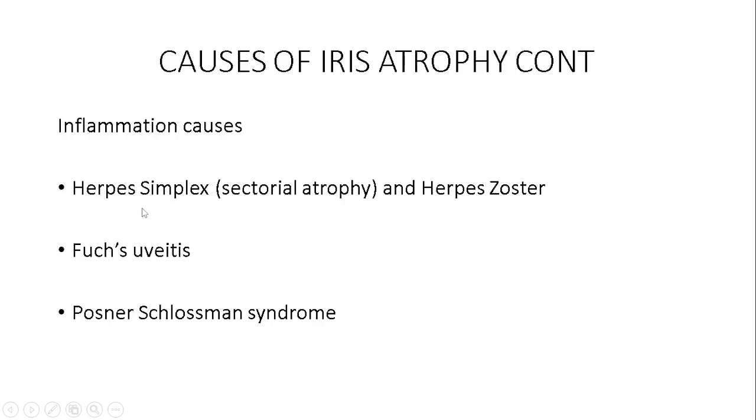So let's delve more into the inflammatory cause. It can be caused by herpes simplex and herpes zoster inflammations within the eyeball. But typically, when you have herpes simplex inflammation within the eyeball, it causes what we call sectorial atrophy. Again, you have some types of uveitis like Fuchs uveitis which can cause iris atrophy, and of course post-Naegeli syndrome, which can cause iris atrophy.